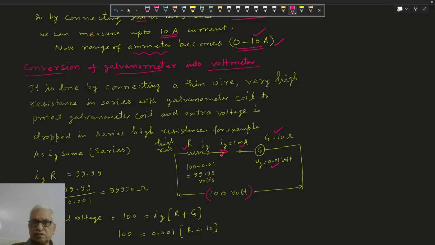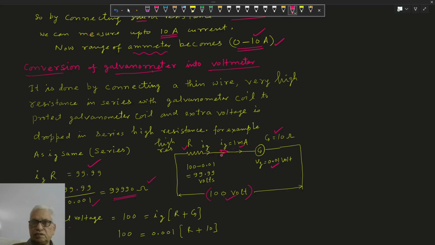तो R की वैल्यू कैसे निकालेंगे? तो ड्रॉप 100 minus 0.01 is 99.99. So IR is the voltage 99.99. R की वैल्यू 99.99 divided by Ig 0.001 ampere. 99990 ohms resistance सीरीज में लगाने से अब ये रेंज हो गई हमारी up to 100 volt. तो ऐसे भी कर सकते हैं.